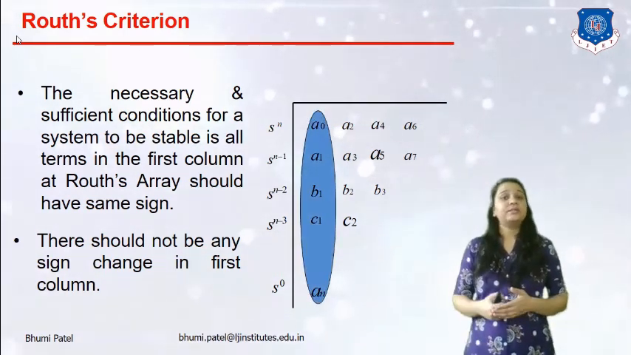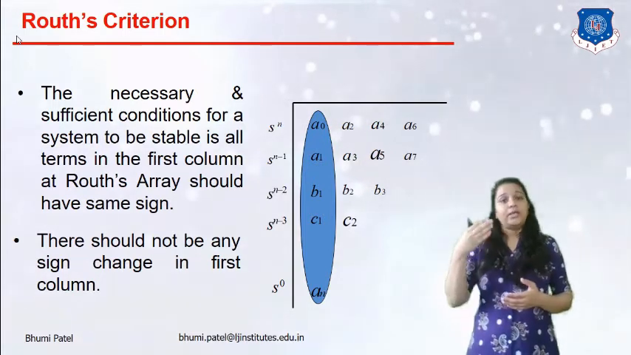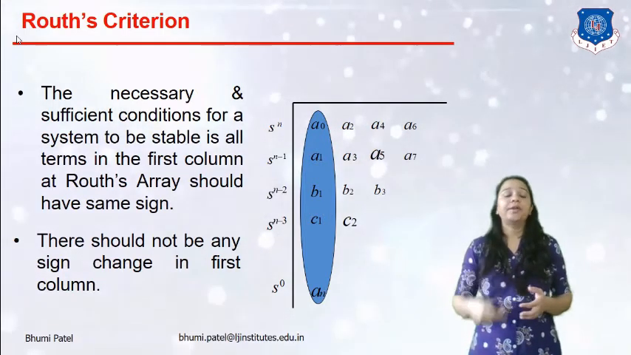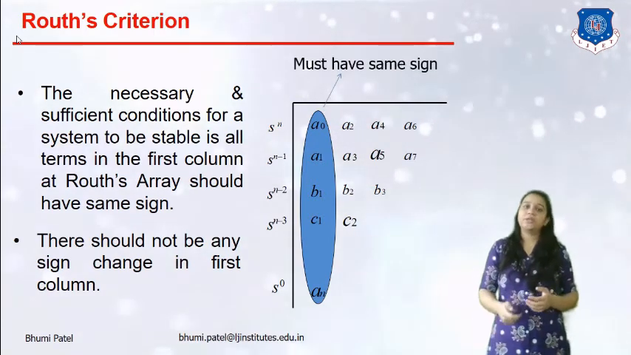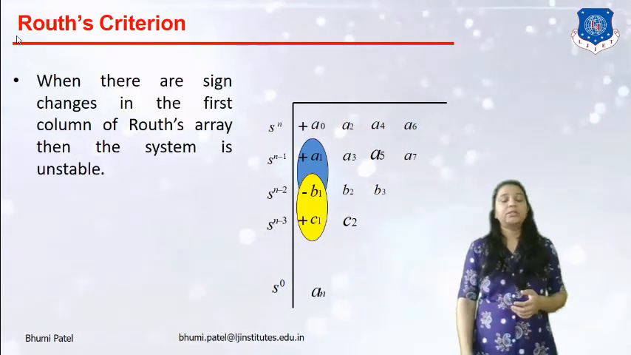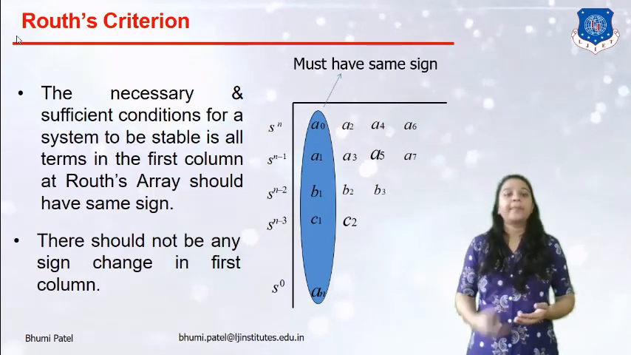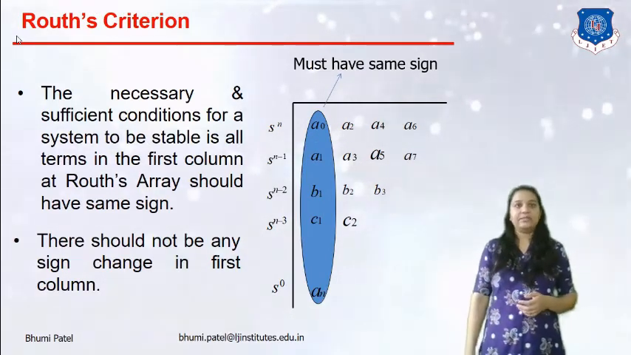So here you can see that in the first column a0, a1, b1, c1 and up to the last term, the sign of all the terms is positive. That means this type of system is known as a stable system.